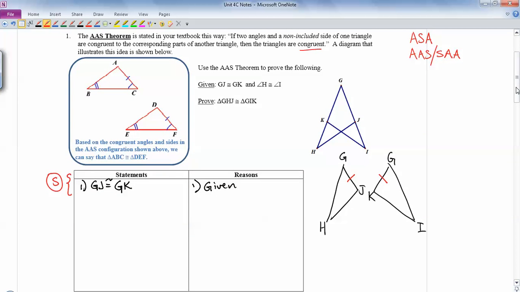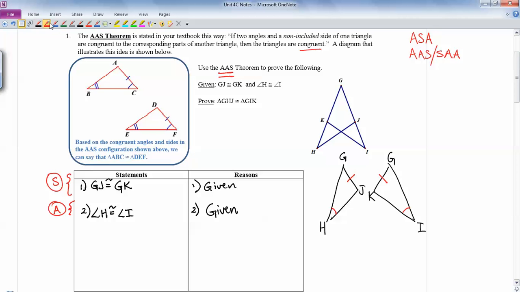Okay, let's take a look at what else we know. We know angle H is congruent to angle I. So here's angle H, here's angle I. Those definitely match up because it's given. By the way, if you wanted to cram all the givens into one step, that's fine. So this is a pair of angles that we've matched up. So now we've got an S and an A. The goal was to use AAS, so we need one more pair of angles matched up.